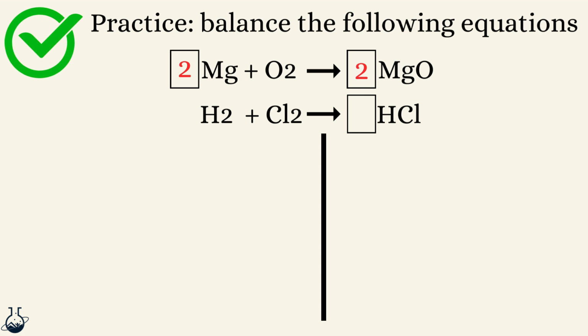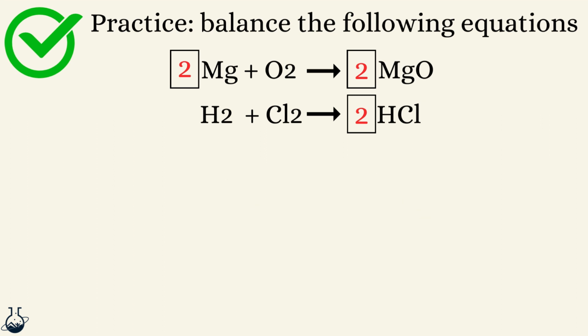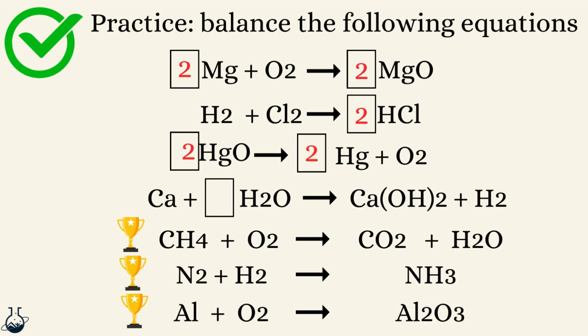H2 plus Cl2 makes HCl. Identify and count my reactants, elements and atoms, and same for my products. I need to multiply this side by 2, and that 2 goes in front of HCl to give us this balanced equation. Follow the same method for the next question to give you 2 and 2.